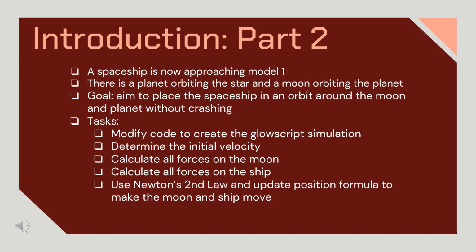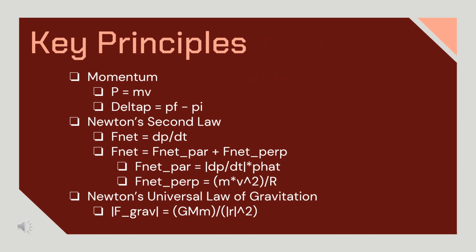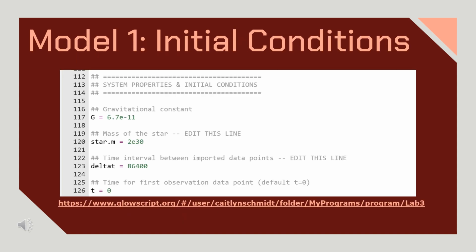These are the key principles needed: momentum, Newton's second law, and Newton's universal law of gravitation. These are the initial conditions for Model 1. We have the gravitational constant, the mass of the star, which we are given, and the time interval, which is 1 day, and starting the time at 0.